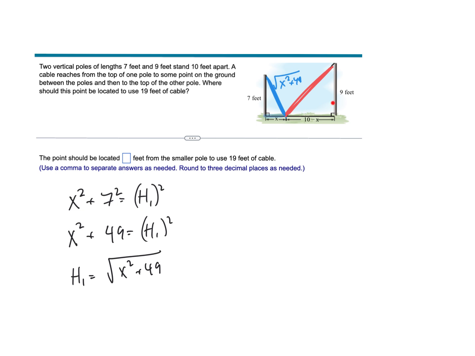Let's do the same thing for the red distance. For now, I can call it h2 for hypotenuse number 2, but we're going to get rid of that in a few minutes. So the Pythagorean theorem says (10 minus x) squared plus 9 squared equals h2 squared. Now to simplify this, you could use a formula for squaring a binomial, but I'm just going to write it out twice so that we can see what we're doing.